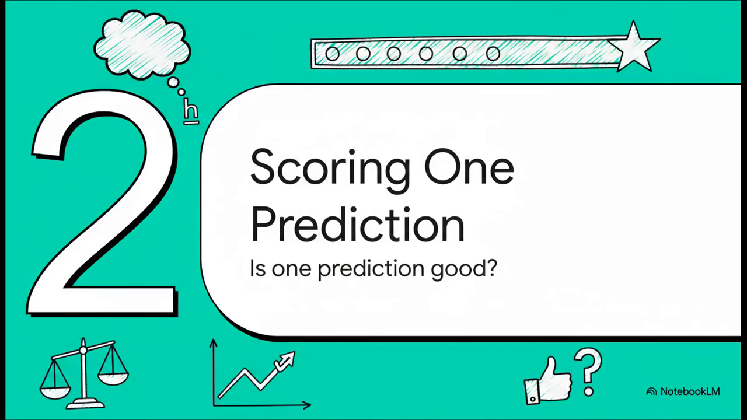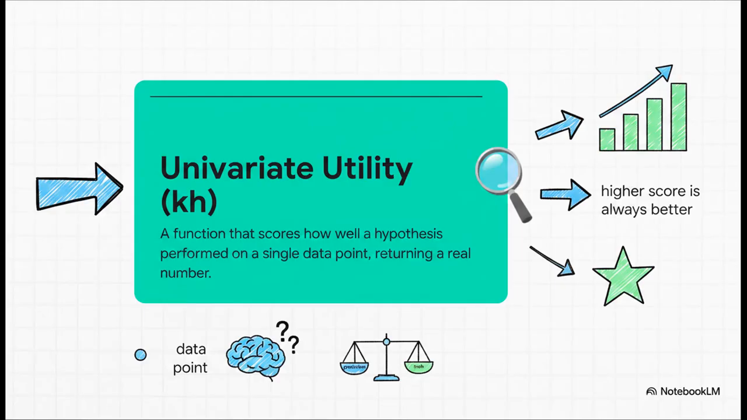Okay, so our hypothesis H sees some input and makes a prediction. Great, but was it a good prediction? Was it right? To answer that, we need a scorecard. We've got to have a way to assign a number that tells us exactly how well the model did on that one specific example. And that scorecard is called a univariate utility function. Now, univariate is just a fancy way of saying it looks at one thing at a time, in this case, one single prediction. It takes that prediction, compares it to the actual truth, and spits out a number. It's kind of like a judge at a diving competition holding up a scorecard. And the most important rule here is super simple. For a utility function, a higher score is always better.